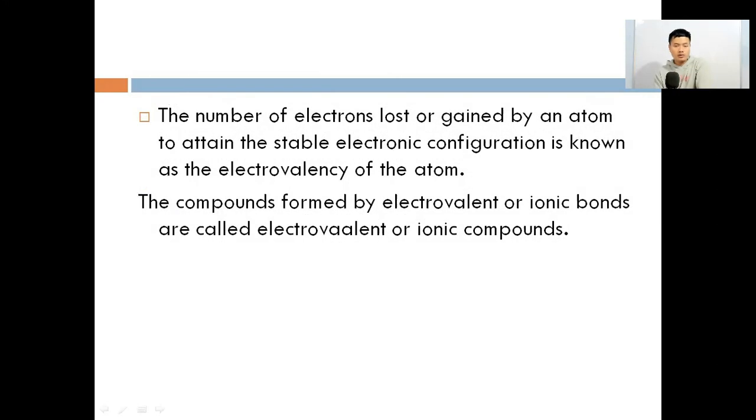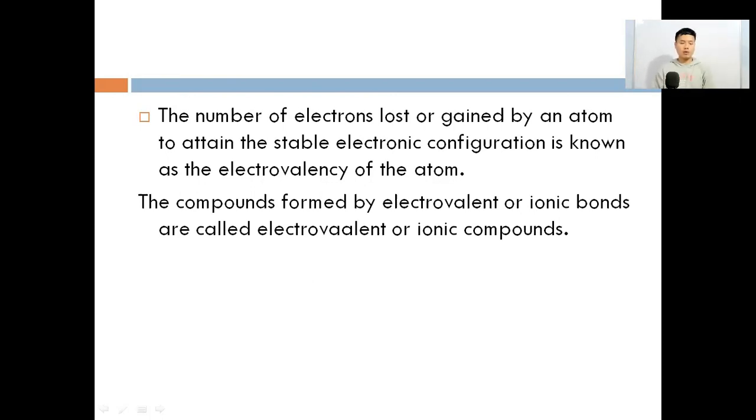The number of electrons lost or gained by an atom to attain the stable electronic configuration is known as the electrovalency of the atom. From the previous examples, we can see that different atoms need to lose or gain different numbers of electrons. The electrons which are lost or gained by an atom to attain the stable electronic configuration, that is to have 8 electrons in the outermost shell, those electrons are known as the electrovalency of the atom, the number of electrons they need in order to be stable, to lose or to gain. That is known as the electrovalency of the atom.